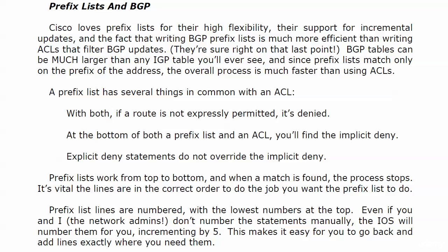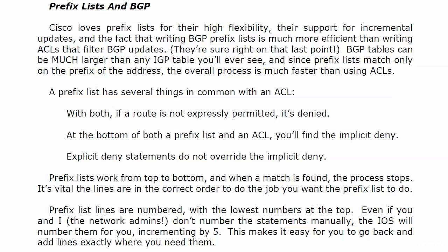The great thing is, when you're learning prefix lists, especially if this is the first time you've ever seen them, they have quite a few things in common with ACLs. They work just about the same. In a prefix list, if a route is not expressly permitted, it is implicitly denied. At the bottom of a prefix list, as well as an ACL, we have that implicit deny, and explicit deny statements do not override the implicit deny. I know you know that from ACLs, but I'm just letting you know the same thing is true of prefix lists. The operation is much the same. Prefix lists work from top to bottom, and when you find a match, the process stops. So we know that the lines have to be in the right order in order to do the job that we want the prefix list to do.